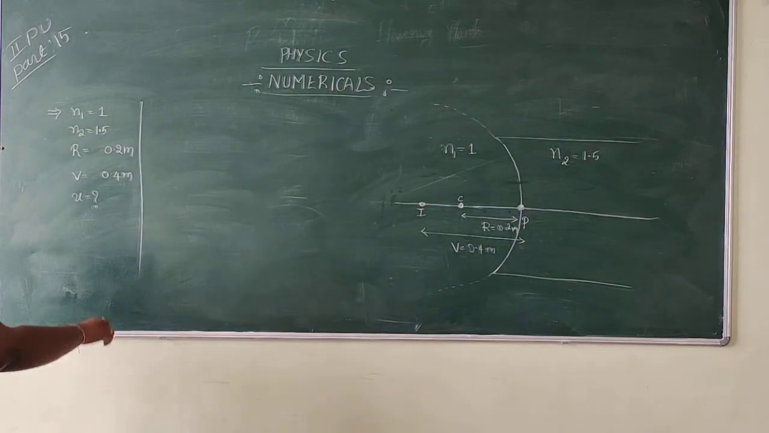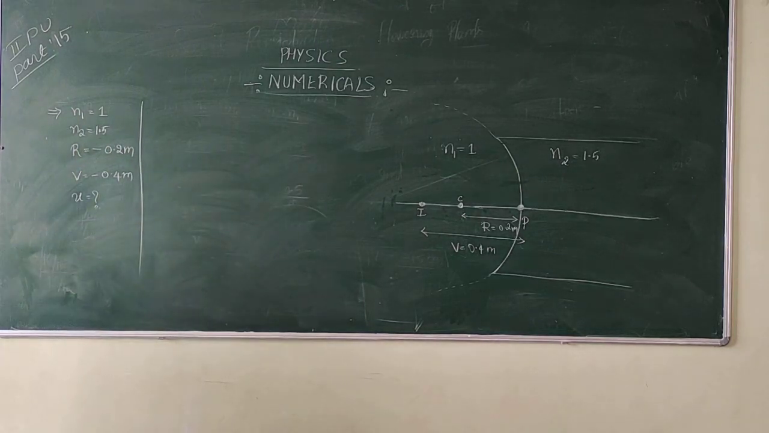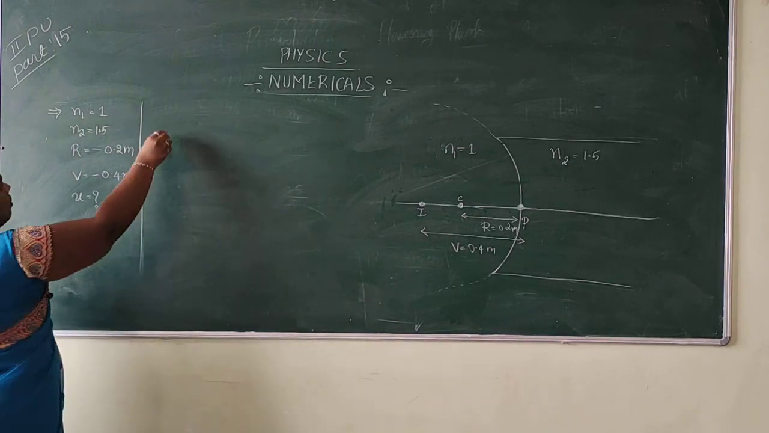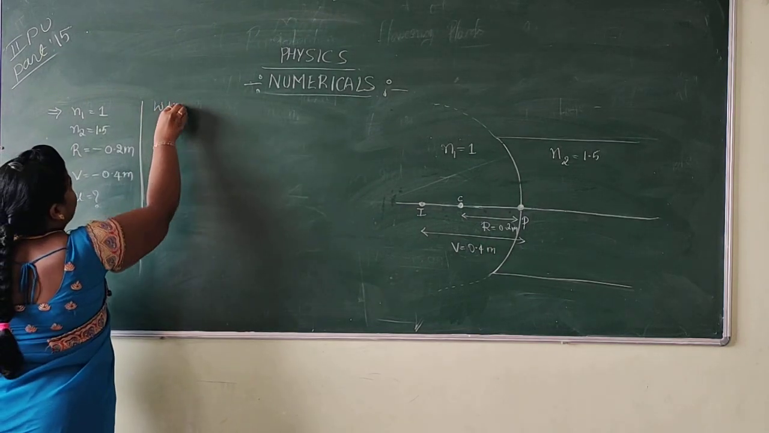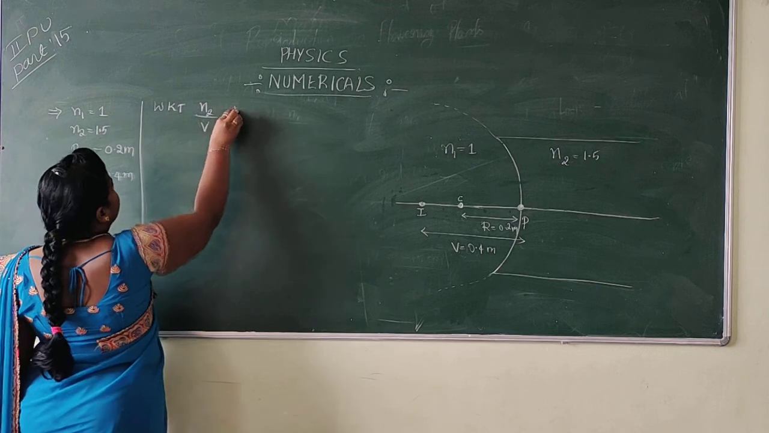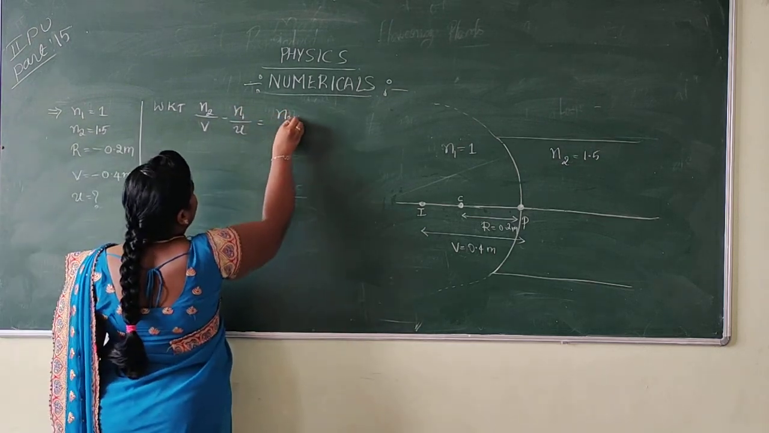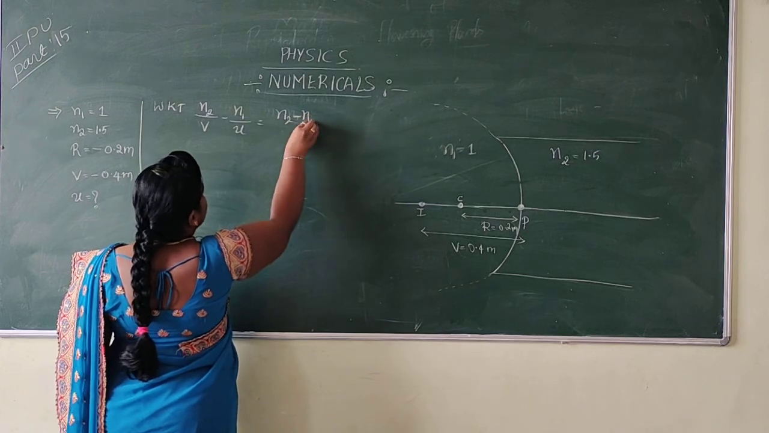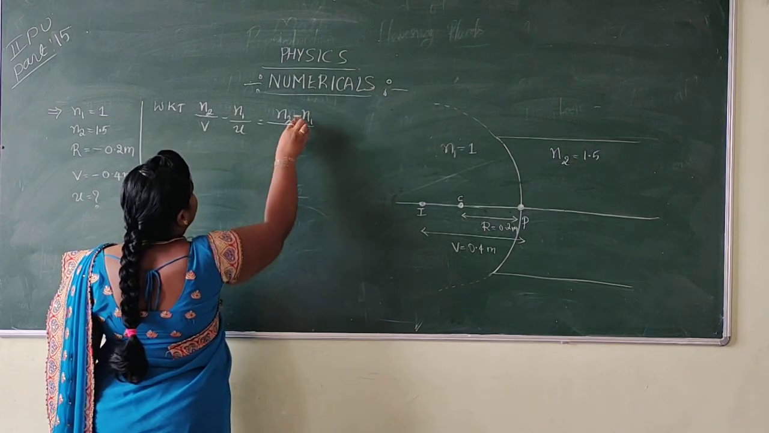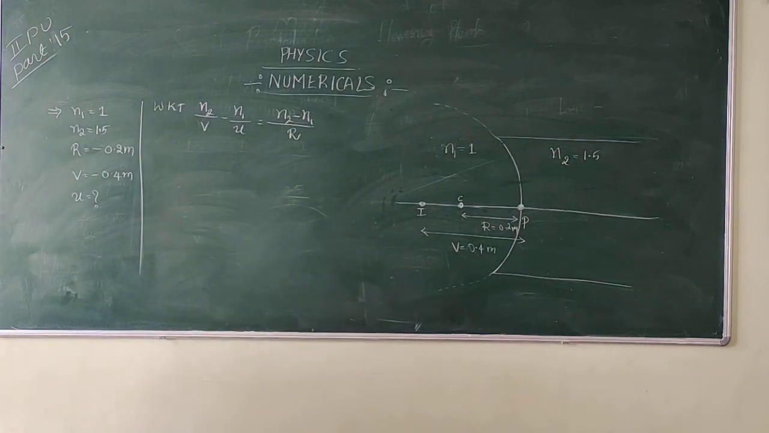So according to the sign convention, R and B becomes minus. Now let us use the formula. We know that N2 by V minus N1 by U is equal to N2 minus N1 divided by R. Right. So let us calculate.